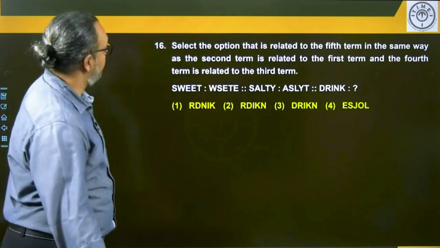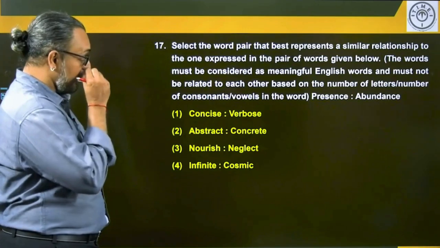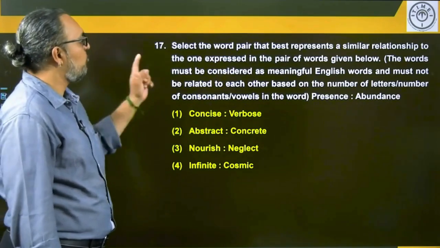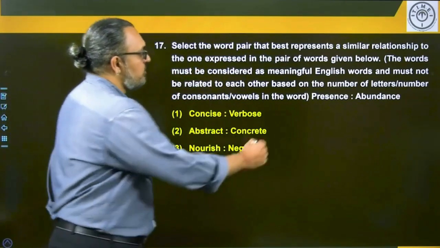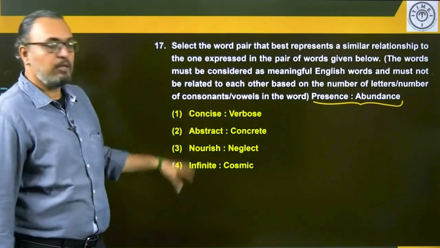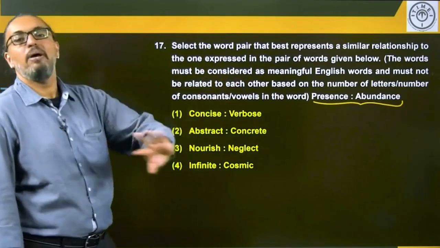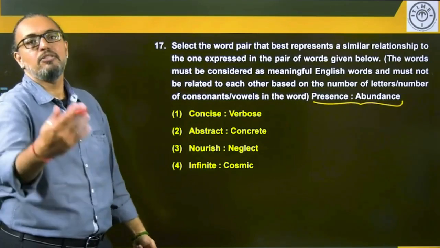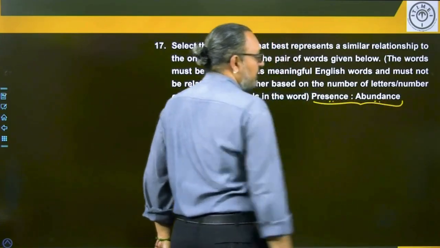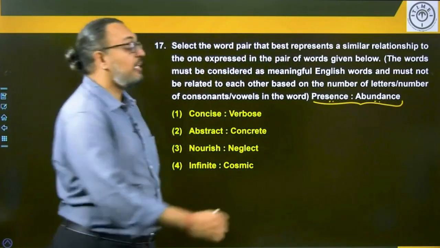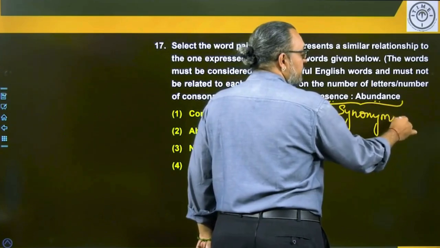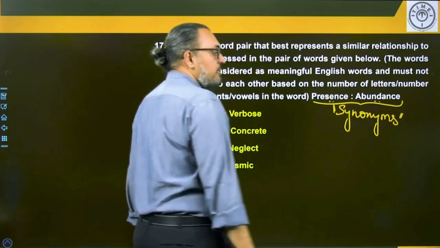Okay. Then. Yes. Now this again is verbal. Say select the word pair that best represents a similar relationship to the one expressed in the pair of words given below. So this is the pair of words that is given below. We need to identify a similar relation to that from the options. Now again, consider them as meaningful words but not as letters, vowels or consonants. Okay. Now here we have presence and we have abundance. So more or less we can consider them as synonyms. They are synonyms. Presence, abundance.